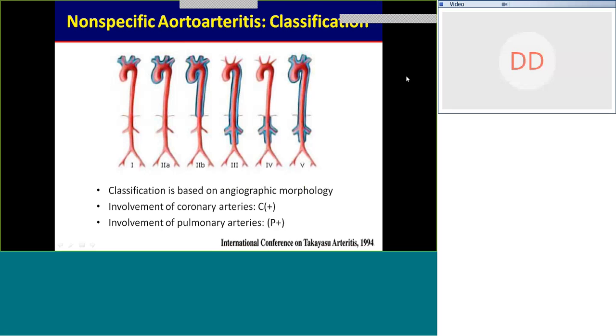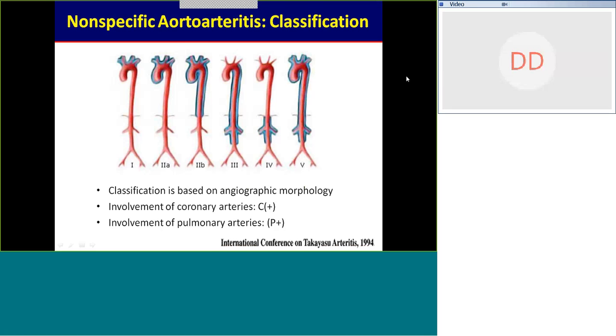this classification, which is basically if you have involvement of only aortic arch branches, it is called aortoarteritis type 1. If you have involvement of the ascending aorta and the branches, then we call it 2A, and if you have an involvement of up to the thoracic aorta, then we call it 2B. In 3, there is involvement of abdominal aorta and thoracic aorta both, and in 4, only abdominal aorta is involved, thoracic aorta is normal.